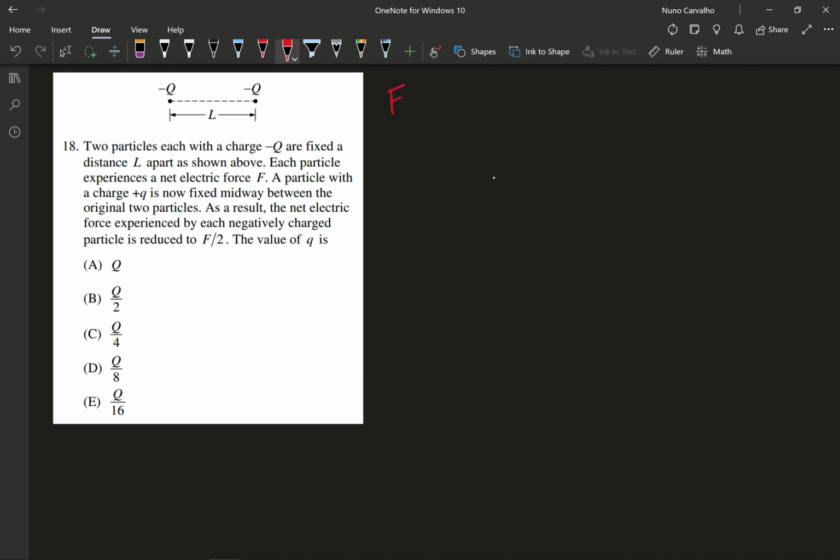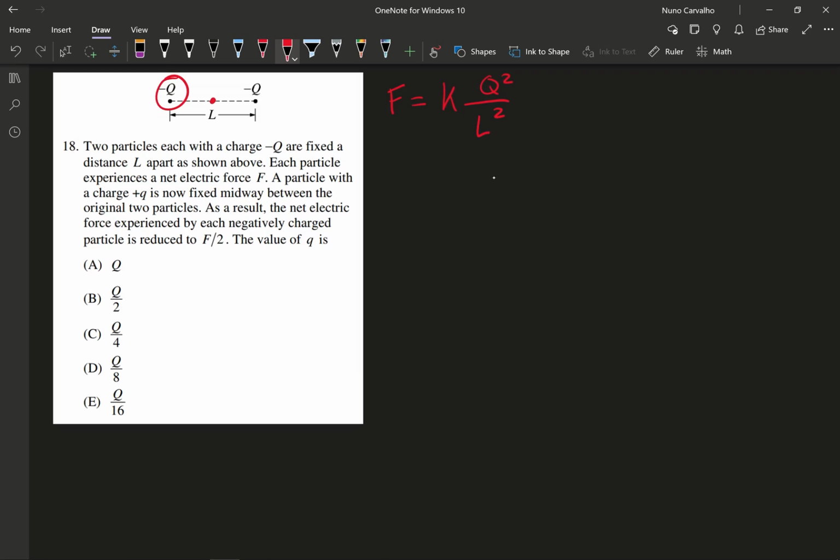Well, first let's figure out what the original electric force must be before we place a charge right there. And it's going to be the same for either one, but let's just imagine for this one here. Well, it will be given by this formula here, if you remember, and we can plug in the values here. Since both of them are q, or negative q to be specific, it will be q squared up here, and this is just going to be L squared. Okay, so that's the original force.